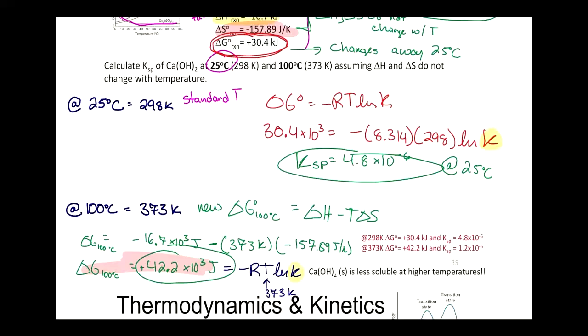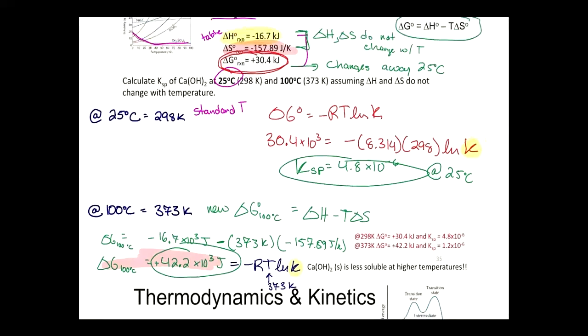What a lot of students will do in answering this question is they recognize 100 degrees Celsius, but they'll just reuse this delta G naught. That delta G naught is only good at 298 Kelvin. So we have to figure out what the new delta G is at non-standard temperatures, and to do that we use entropy and enthalpy. If you're at non-standard temperature conditions, you have to get that new delta G value using delta H and delta S before you plug it into negative RT ln K.